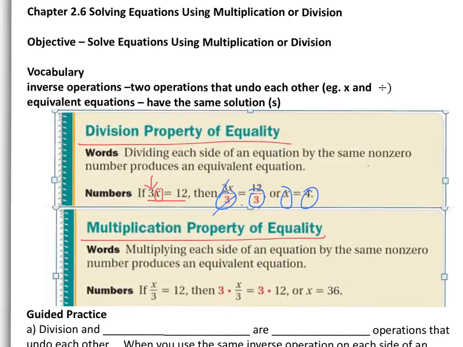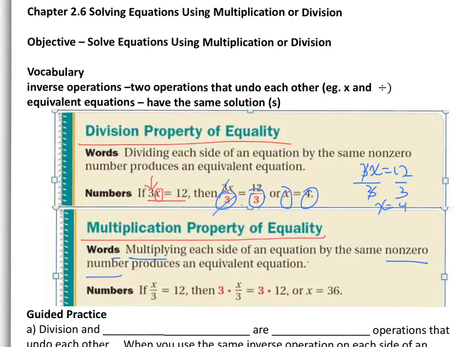So if I were to work this out vertically, 3x equals 12. And for the multiplication property of equality in words, you will multiply each side of an equation by the same non-zero number, and this will also produce an equivalent equation.